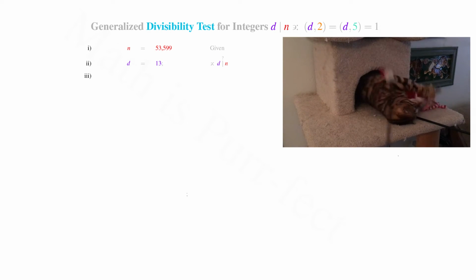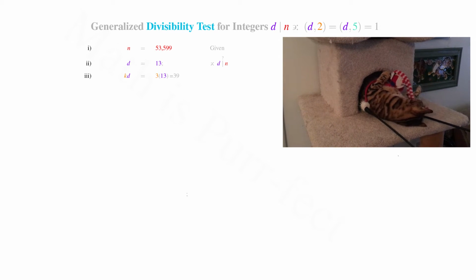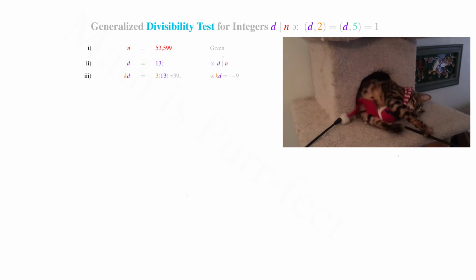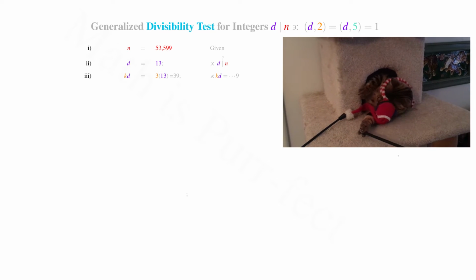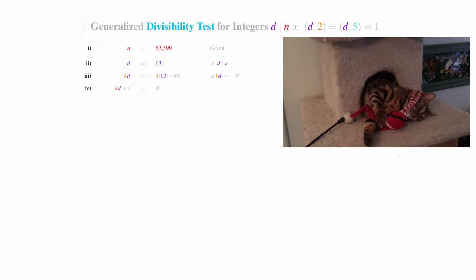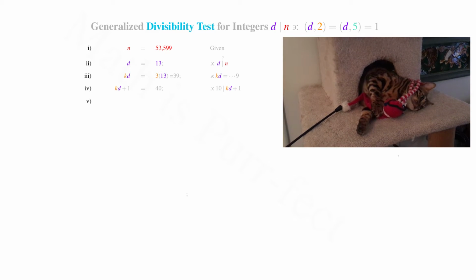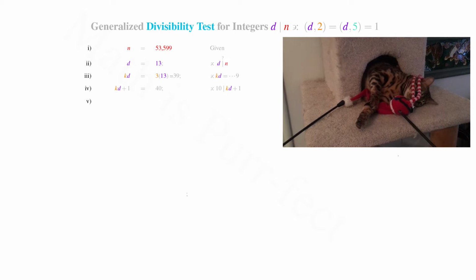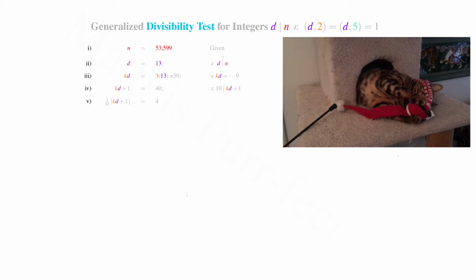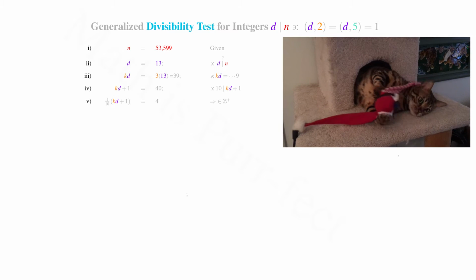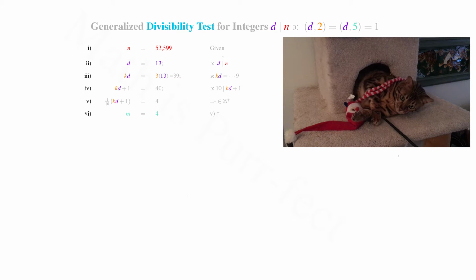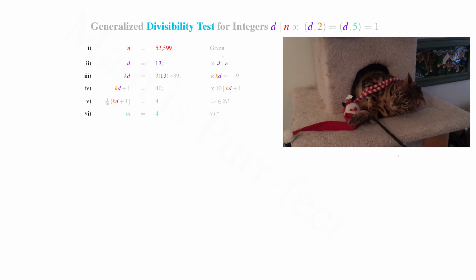53,599. Next, we multiply d by an integer k such that the final decimal is 9. In our case, k equals 3 suffices, leaving us with a product of 3 times 13, or 39. Step 4 is to add 1 to the result from step 3, thereby creating a multiple of 10. Step 5 is to eliminate the terminal 0 of the result in the previous step by taking the floor of 1/10 its value. The result is 4, which by construction is an integer. Let's call this integer m. Hence m equals 4 and is our key for the remainder of this process.